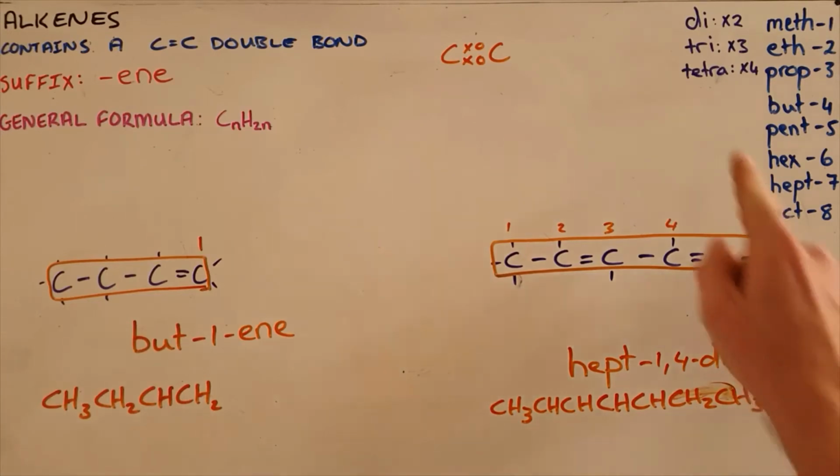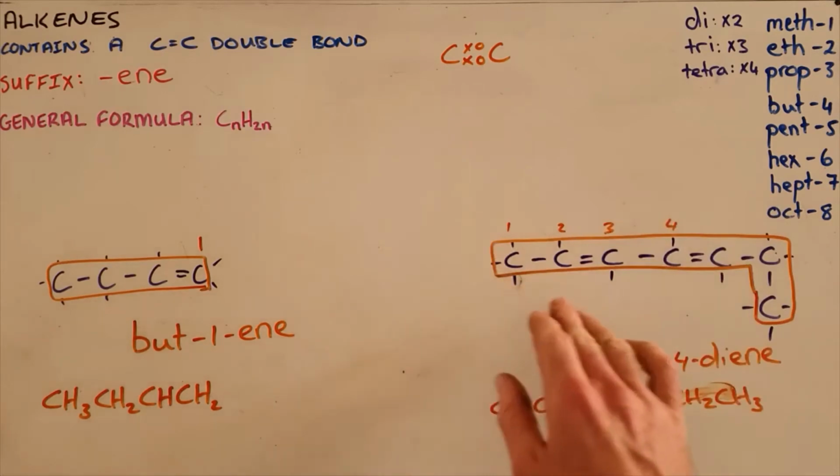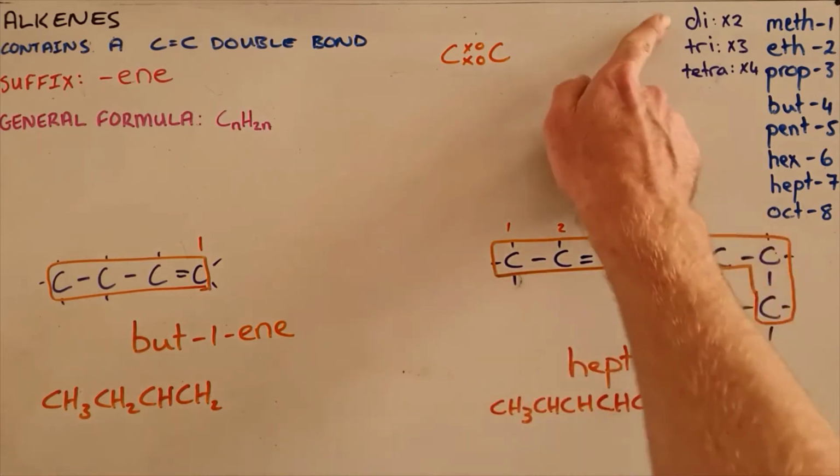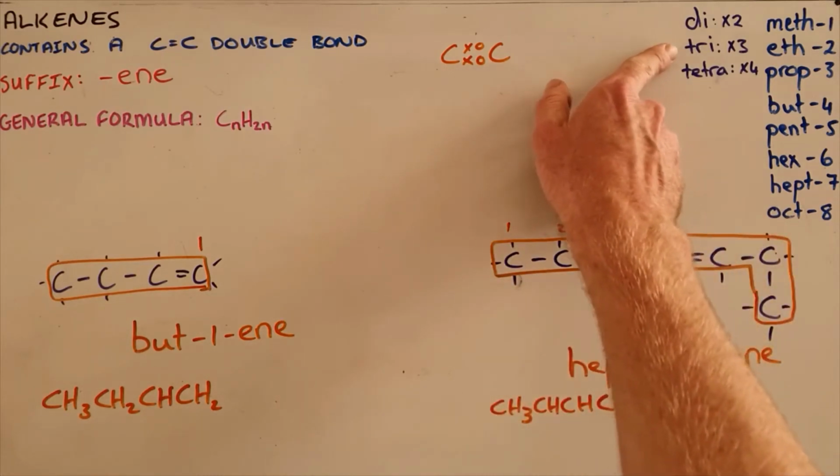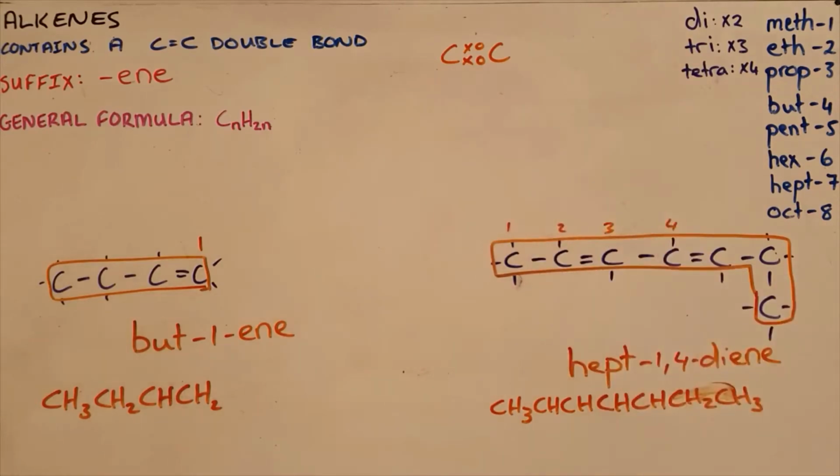We say that alkenes are unsaturated compounds because they contain a double bond. And once again, it is important when there are multiple double bonds, we would indicate that with di for 2, tri for 3, and tetra for 4.